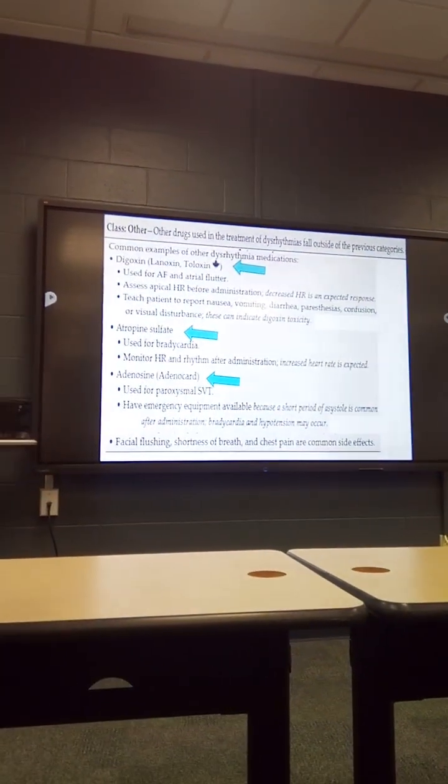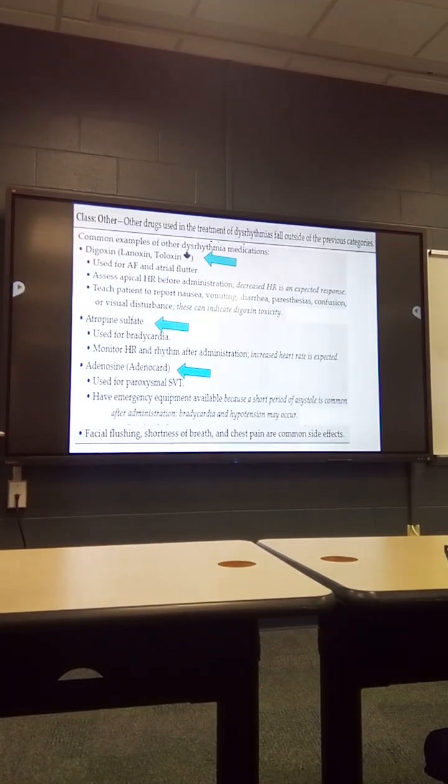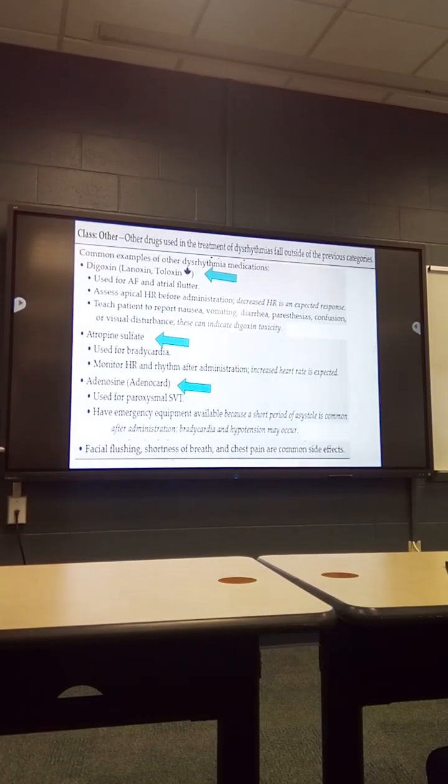Other medications that you'll need to know is digoxin. That is given for heart failure, or it could be used for atrial fib or atrial flutter. It is a positive inotropic because we want to give that heart an extra squeeze. But what's important to know about this is that we need to listen to that apical heart rate for 1 minute before you give it.